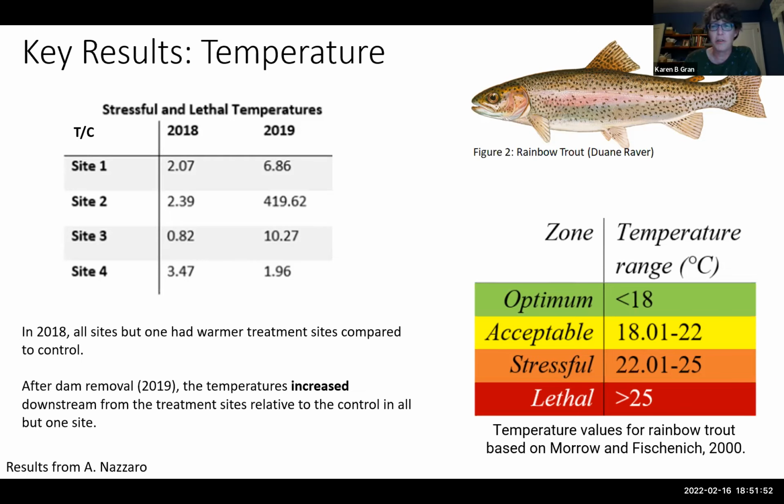I think it's important to note at this point that a lot of these streams spent hundreds of hours at stressful or lethal temperatures. So a lot of our study sites weren't in trout waters, right? We were further upstream, but they are upstream from trout waters, and you want to be sending cold water downstream to the areas where the trout are living. So it actually is important that the water upstream stays cold as well.